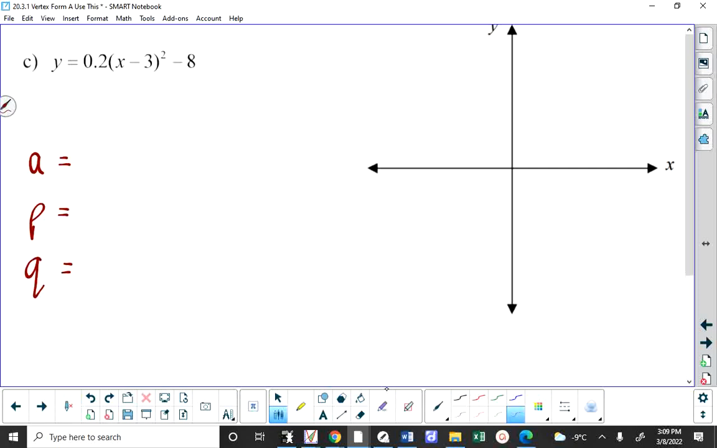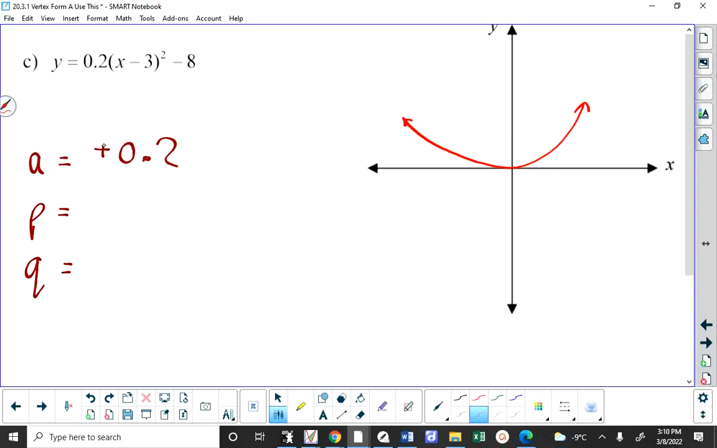Logan, what's A? 0.2. So let's start with describing what A does to y equals x squared. Will this parabola open up or down? Up, good. Because A is positive. Will this parabola be taller and narrower, or will it be shorter and wider? Right. Because 0.2 is less than 1, right? It's actually 20% of 1, which means it's going to be 20% as tall. So before we shift it around, it's going to look something like that, right?